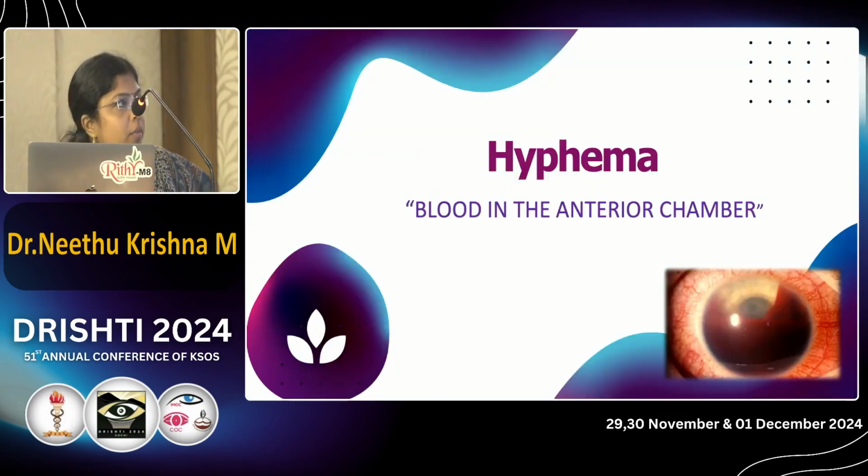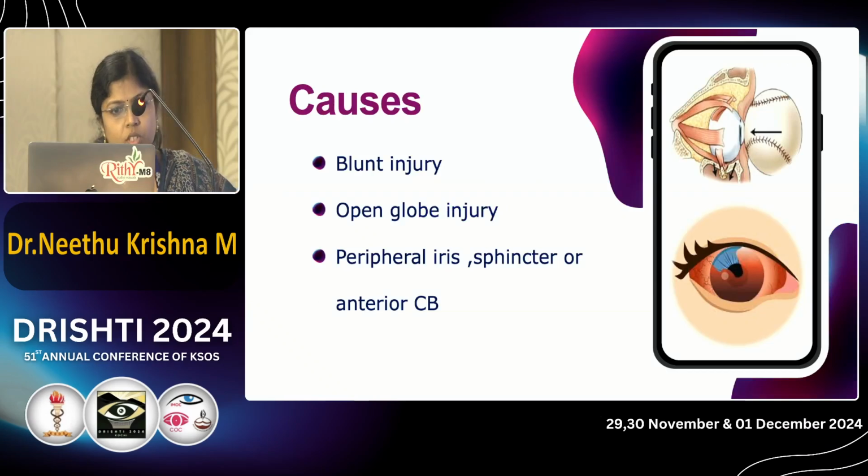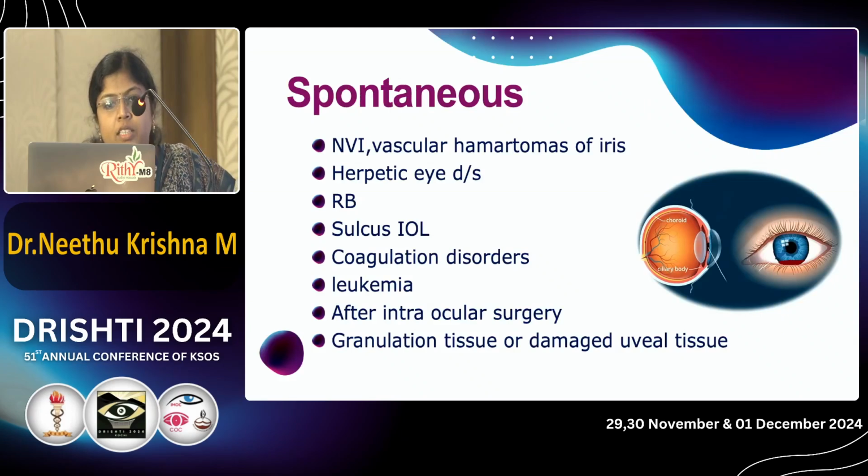First of all, what is hyphema? Blood in the anterior chamber. The causes include blunt injury and open globe injury, and the source of bleeding can be the peripheral iris, sphincter and anterior ciliary body. Spontaneous hemorrhages can occur in cases of neovascularization of iris, vascular hematomas of iris, herpetic eye disease, retinoblastoma, sulcus IOL, coagulation disorders, and leukemia. After intraocular surgery, the bleeding can occur from the granulation tissue and damaged uveal tissue. These are the spontaneous hemorrhages.